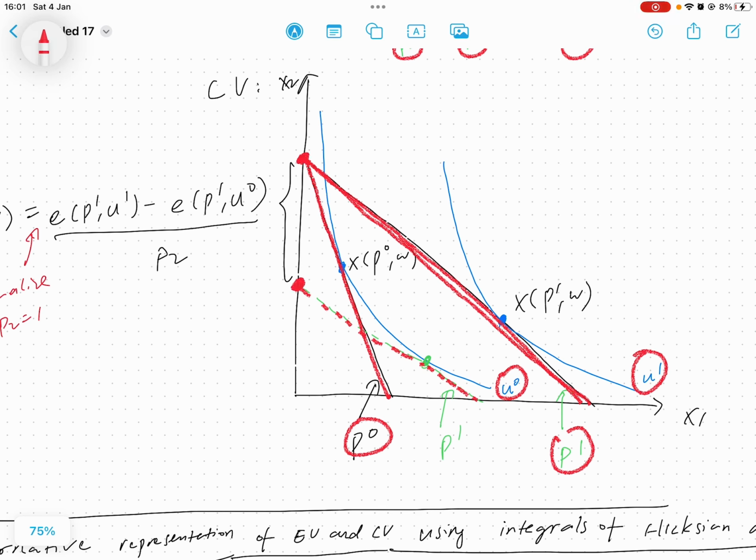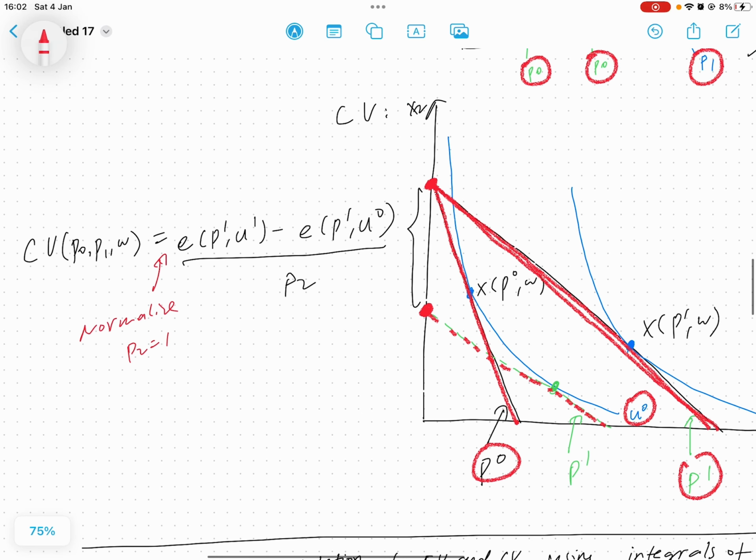The one on the top, this intercept, will be the level of expenditure where we have the new price P1 and the new utility U1, and the intercept at the bottom will be the expenditure with the new price P1, again the new price, but with the old utility U0, and both are divided by P2. Again, if you normalize P2 to be 1, this distance will be exactly the CV.